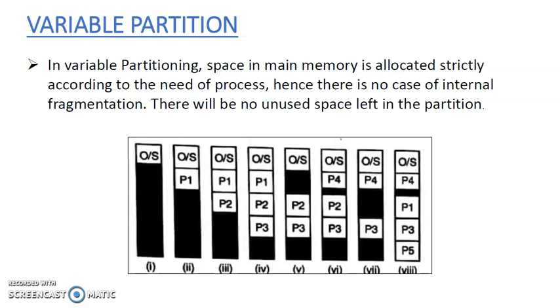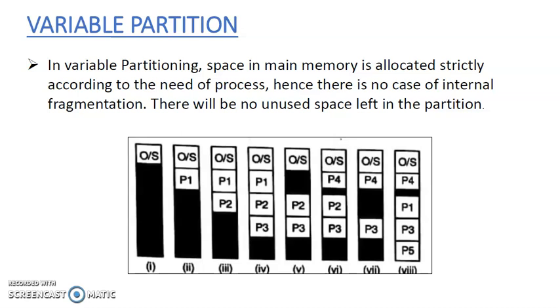In internal fragmentation, if a partition is of 100K and it has to be allocated to a process of 18K, then what will happen? The 20K memory is wasted. This is called internal fragmentation. Okay, and the next one is external fragmentation.